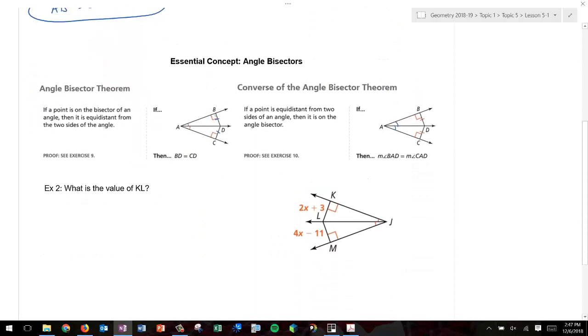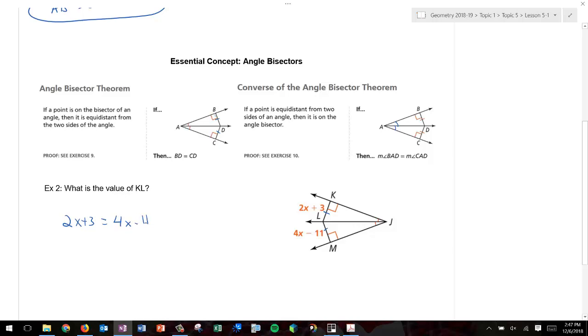So if we look at this picture here, we were given congruent angles down here. And we were given a right angle here and a right angle here at K and M. That tells me that I have an angle bisector. That tells me that JL is my angle bisector, and so it allows me to say that these two are congruent, or that 2x plus 3 equals 4x minus 11.